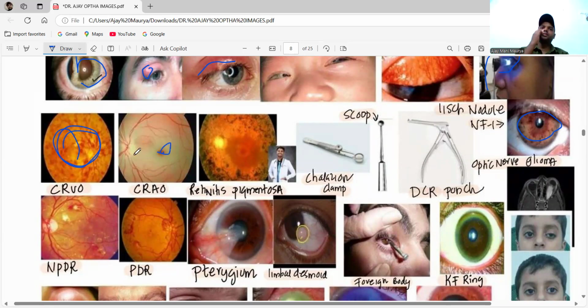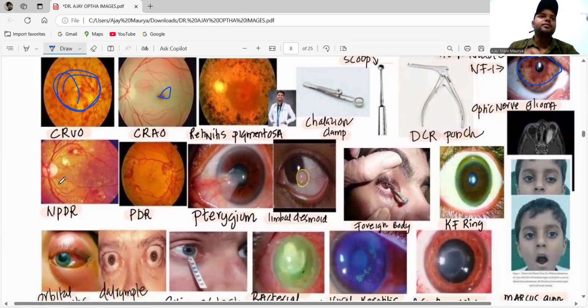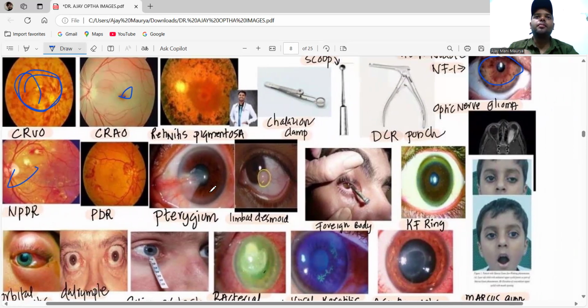Okay, cherry spot. This is the NPDR, non-proliferative. This is the proliferative retinitis. This is the pterygium, guys. You have to remember this is pterygium. I will discuss this also.